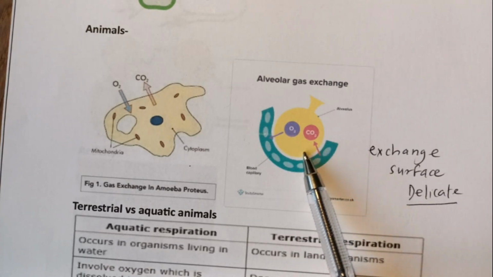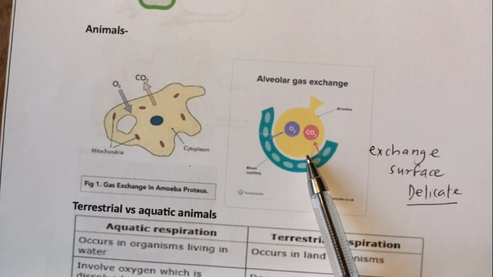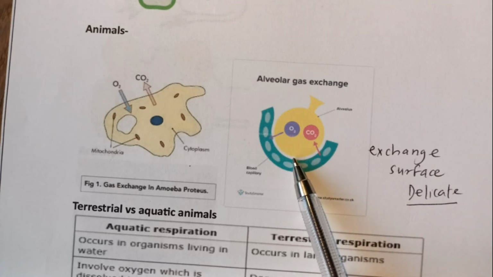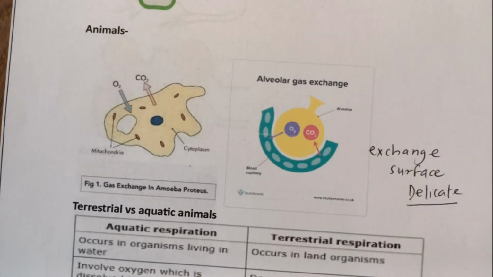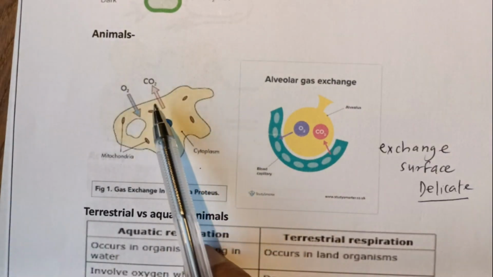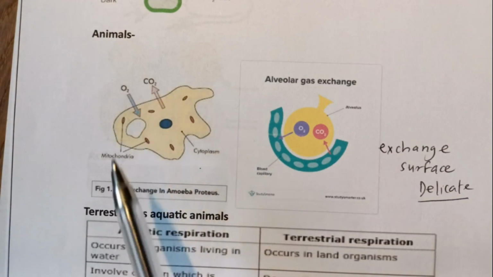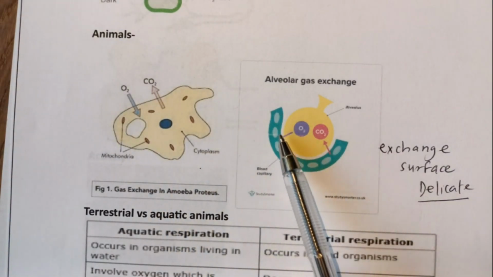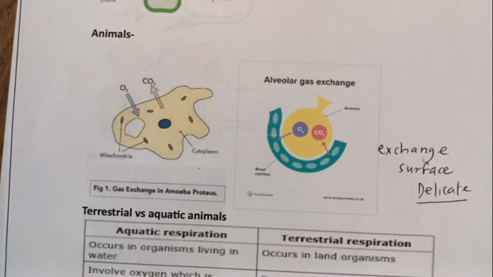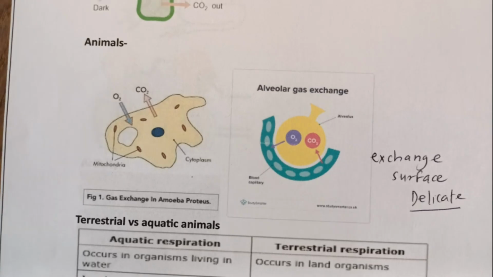Okay, so this is the exchange surface. It's a very delicate exchange surface, the alveolo-capillary membranes here. That's why they have to be protected, and that is why they are protected inside the body, whereas in unicellular organisms the exchange surface is actually out on the surface of the body. Here the exchange surface in more advanced organisms is protected inside the body cavity.